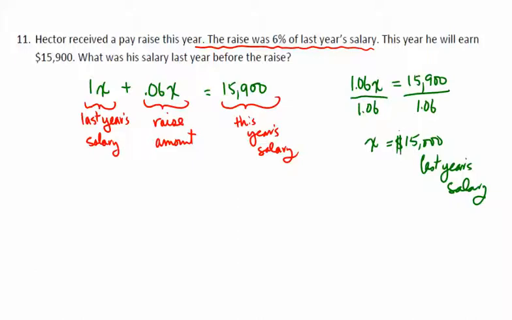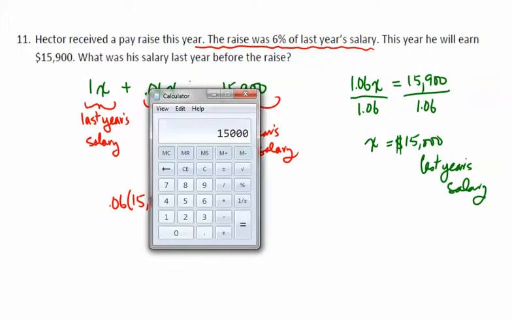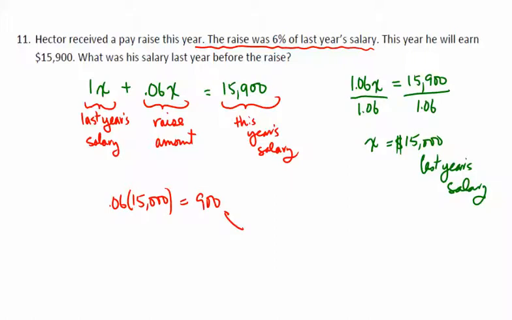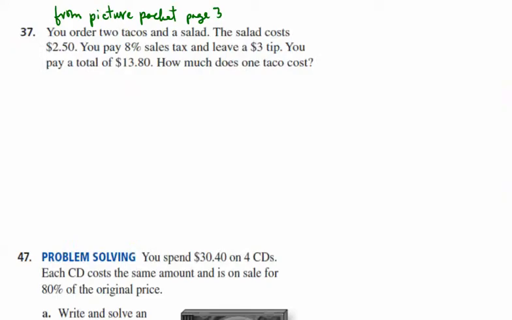Right? Plus the 0.06 times that. Now, if you wanted to double check that, you can do 0.06 times 15,000. And let's see what we get. 15,000 times 0.06 gives us $900, which is the raise amount. We add that to last year's salary of 15,000 and we get 15,900. All right, we'll go on to some more examples of these.